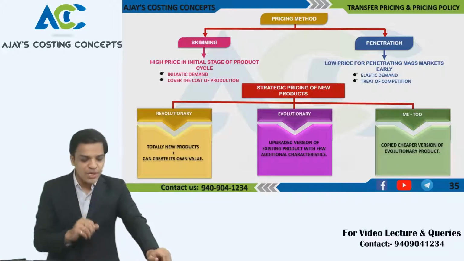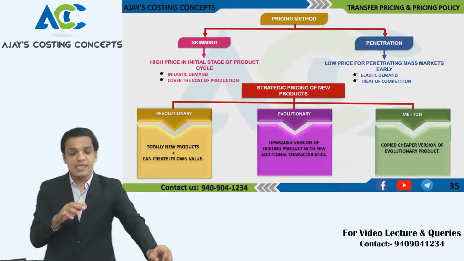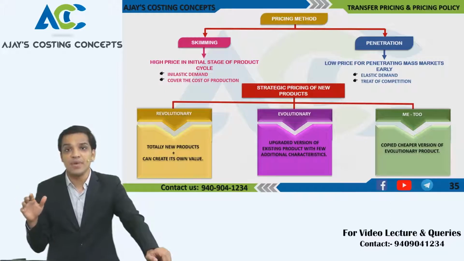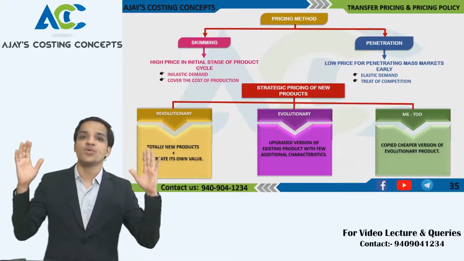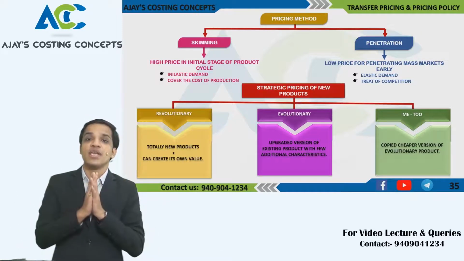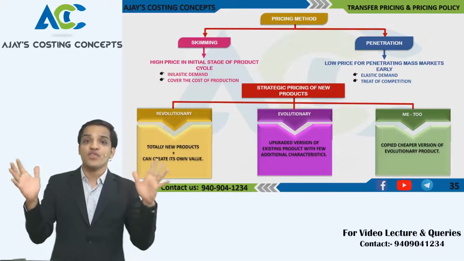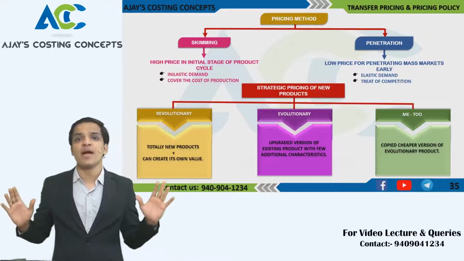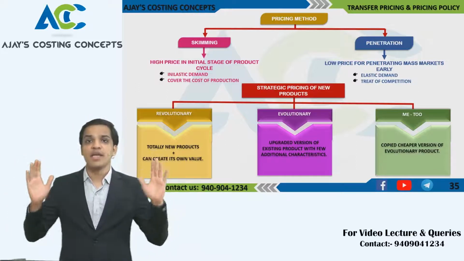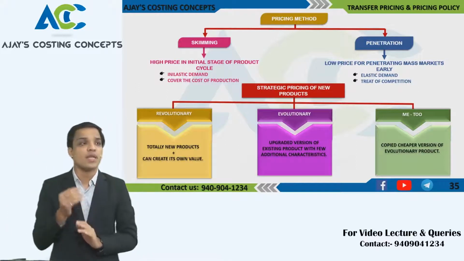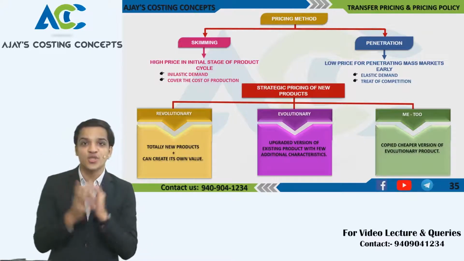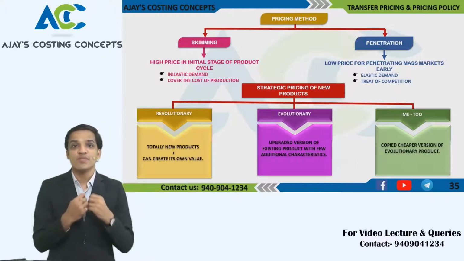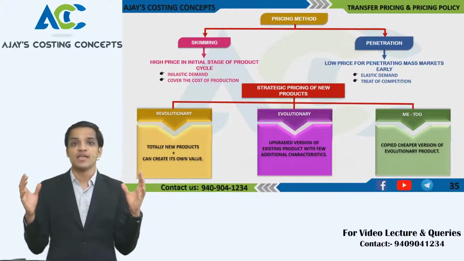What is revolutionary? Totally new products can create their own value. Say for example your iPhone, right? So the revolutionary price is what you strategically decide. It has never been done before. This is for the first time. This is a new product in the market, and you have your own value. For example, in the confectionery industry, one of them was Kinder Joy, right? Kinder Joy was a revolutionary product that they had introduced.